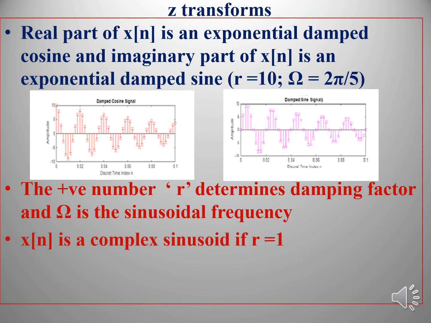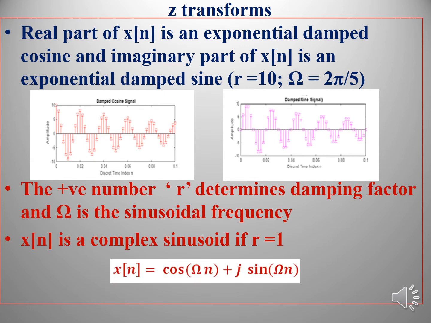X of n becomes a complex sinusoid if r is equal to 1, as can be seen from the expression here. Actually, x of n is r power n cos omega n plus j sin omega n. When r is 1, it becomes 1 power n, which is 1. So x of n is cos omega n plus j sin omega n. And this is equivalent to a complex sinusoid. As mentioned here, it is equivalent to e power j omega.